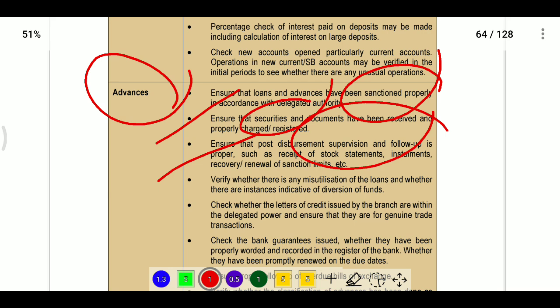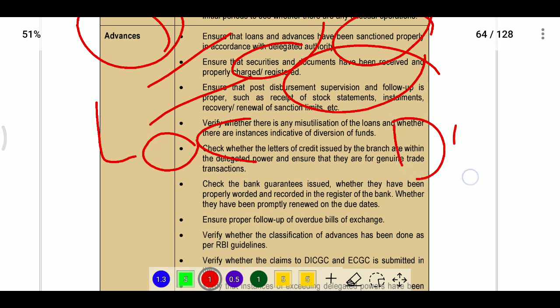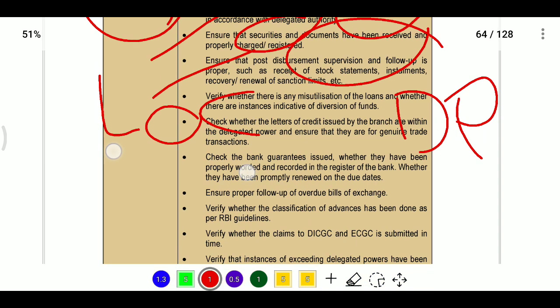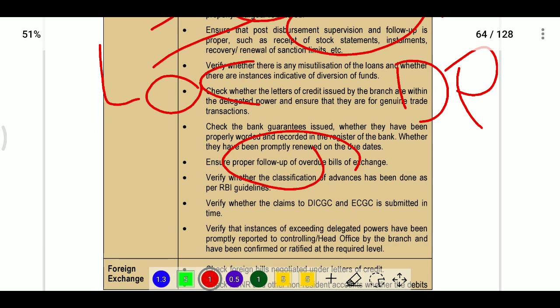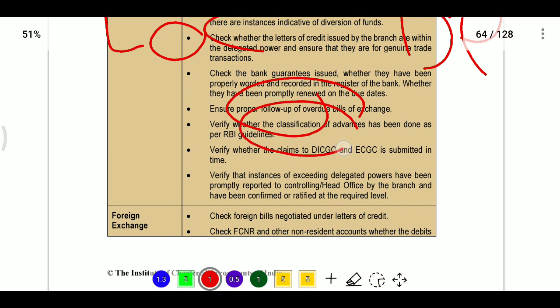Check whether letters of credit, that is LC, are issued within delegated powers. So whoever is issuing a letter of credit must have the delegated powers. Check whether bank guarantees issued are properly recorded in the register. And ensure follow-up of overdue bills. If they have any overdue bills of exchange, you need to check whether the bank followed the follow-up procedure or not. Next, verify whether classification of advances is done as per RBI guidelines.